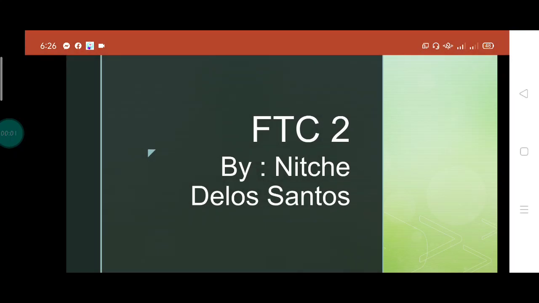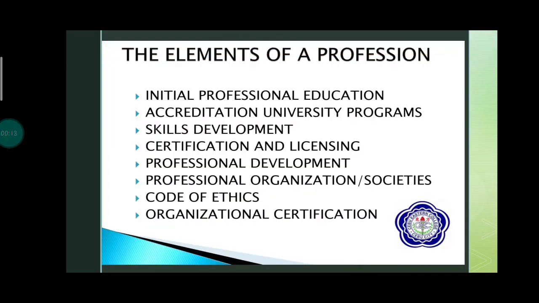Okay, so right now we will talk about the teaching profession. So there are elements of a profession. Number one is initial professional education. So kani is mao ang mag-start tag eskwela, mao siya ang mga kindergarten. Then the next is accreditation, university or program. So when we go in university, accredited na dayon ang mga program.